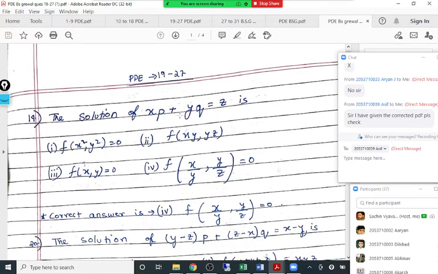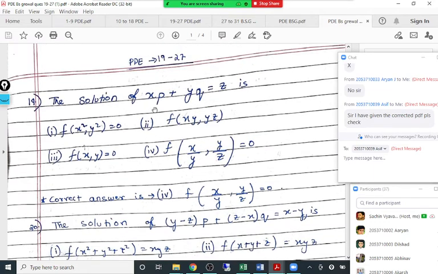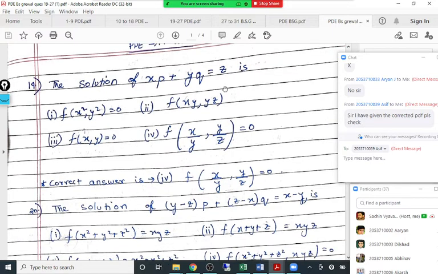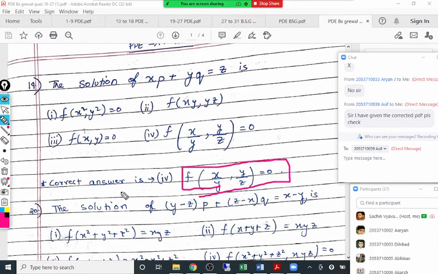It is solved by Asif. So the 19th question is xp plus yq equal to z, and we want a solution for this. Which form is this one? You'll observe it is Pp plus Qq equal to R. So you have to solve it by Lagrange's equation, and the direct answer is written here. Or you can cross check if you want. So this is the answer written, that is option number 4. This is by the Lagrange's auxiliary equation. I'm not going into detail now. I know that you can all solve it now.